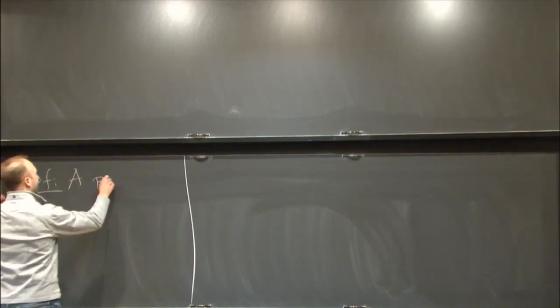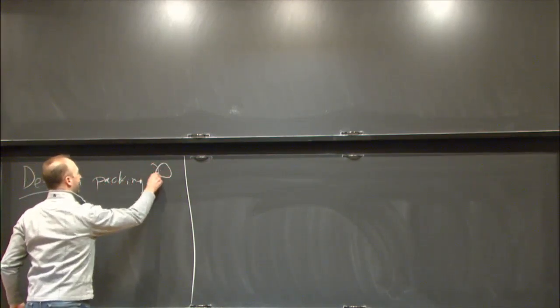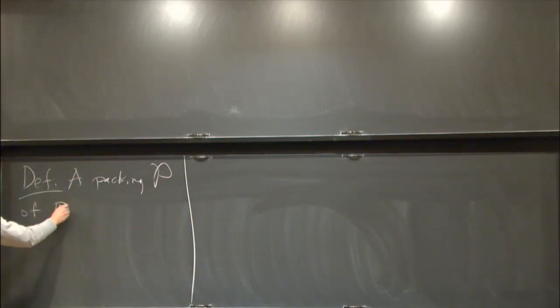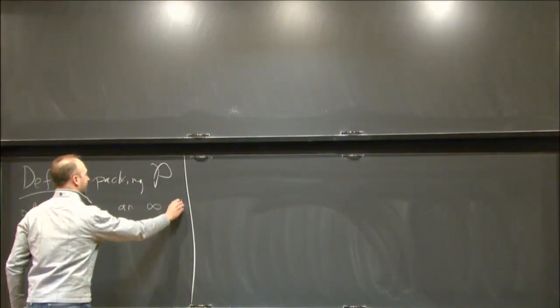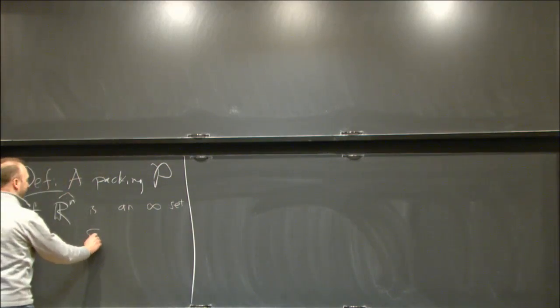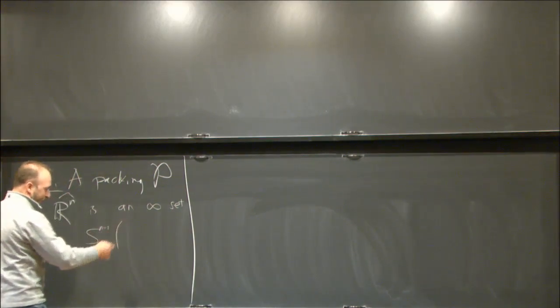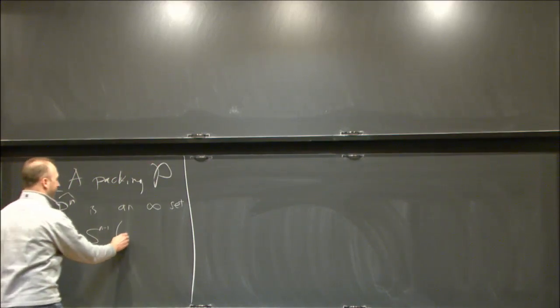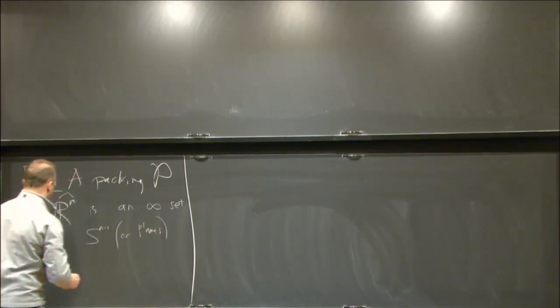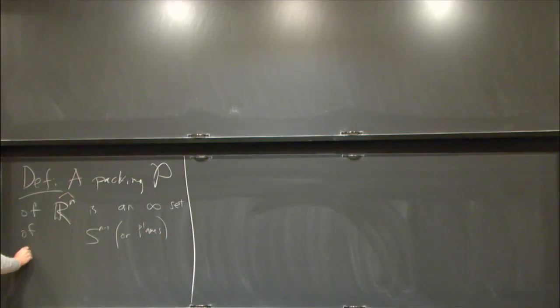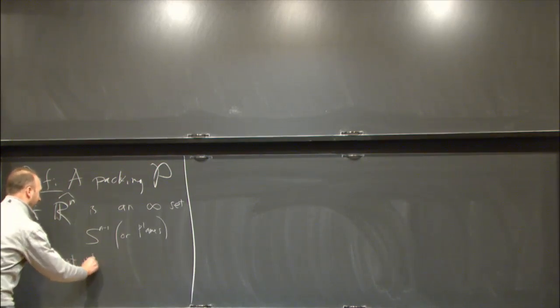A packing, let's say P in R^n, and I'll need a point at infinity, is an infinite set of S^(n-1) spheres, and we want to be able to take limits of spheres, so I'll allow planes, codimension 1 planes. I want it to be a packing, so I want disjoint interiors.